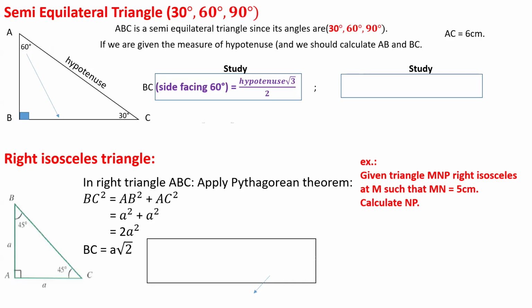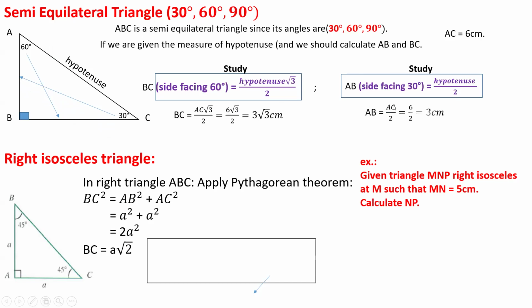Then I write BC equals, who's my hypotenuse? It's AC. So AC radical 3 over 2, I'm given the length of AC, 6 centimeters. So 6 radical 3 over 2, I divide 6 and 2 by 2. Then BC is equal to 3 radical 3 centimeters. I should find the length of side AB. AB is the side facing the 30 degrees. Also, there is a rule. AB, which is the side facing 30 degrees, equals hypotenuse over 2.